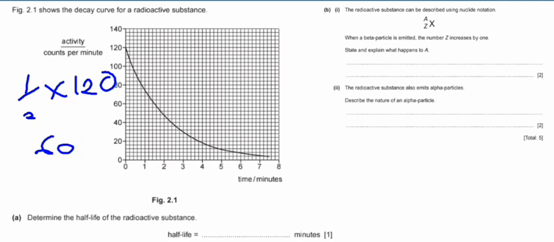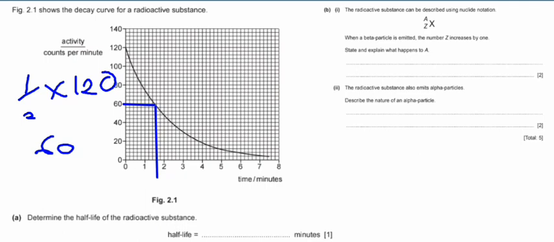Now this 60 is somewhere here, so let me just draw a line. So this is our line. Now the time taken for this 120 to reach 60 grams, or 60 activity per count per minute. Since time is on the x-axis, again we are going to draw a line from this point here up to this point here. So let me just draw that. Now at what time is this one here?